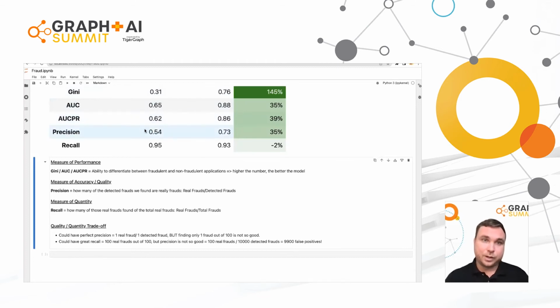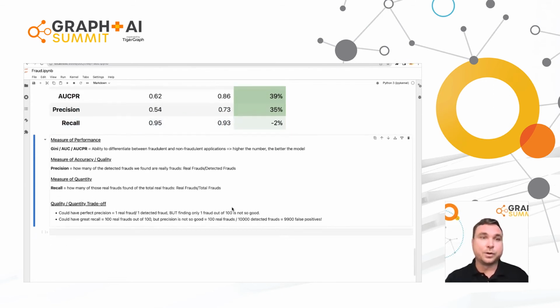In addition to which, if we look at the precision, the precision is a measure of the accuracy or the quality of the model, i.e. how many of the things that were flagged as fraudulent were actually fraudulent. And we can see already just with that, there was a 35% increase in the precision of the model. And the last one is recall, which is a measure of quantity. So how many of the real frauds out of the total amount of frauds were actually captured. And we can see there was a slight decrease when we incorporated graph features.